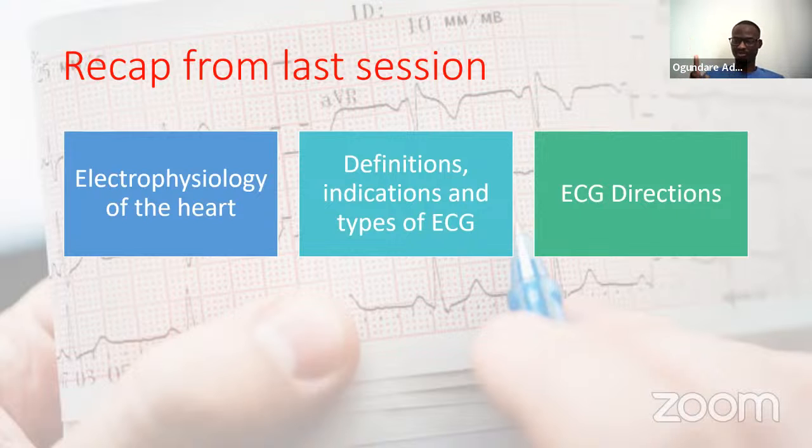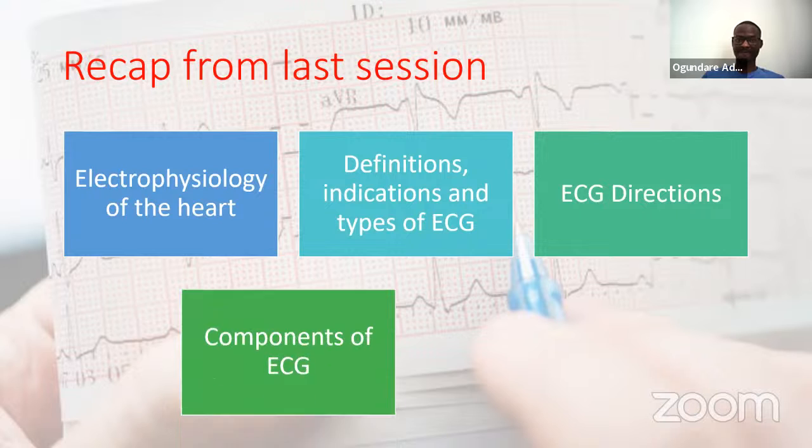Okay, so we talked about the ECG directions. We talked about the upward deflections, the positive deflections, what makes it positive, then the downward deflections, what makes it negative, the isoelectric line, which is what we see as a straight line.